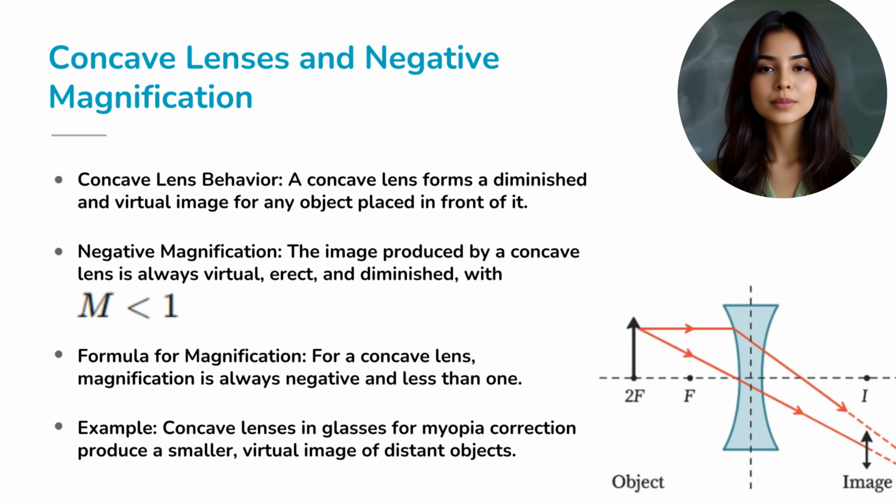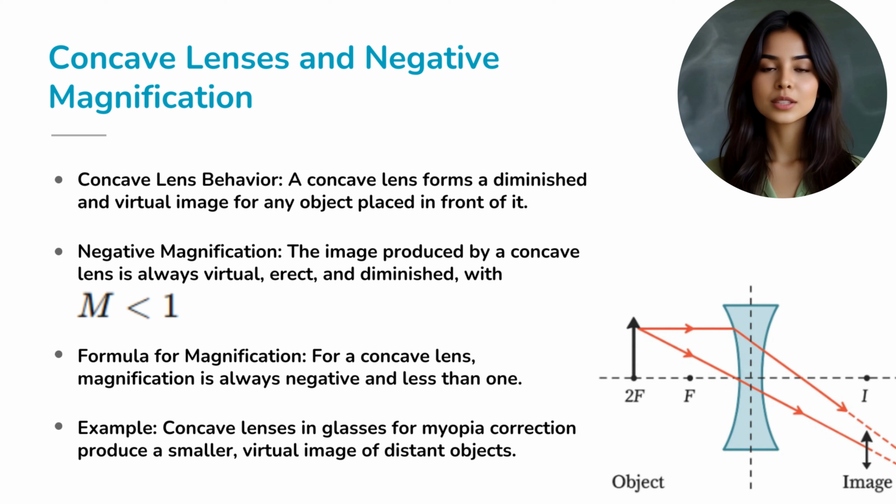Hello everyone! Let's shift our focus now from convex lenses to concave lenses. You may have seen these in spectacles used by people with myopia, or nearsightedness. The lenses look slightly hollow at the center and thicker at the edges. That shape gives them very different behavior compared to convex lenses.